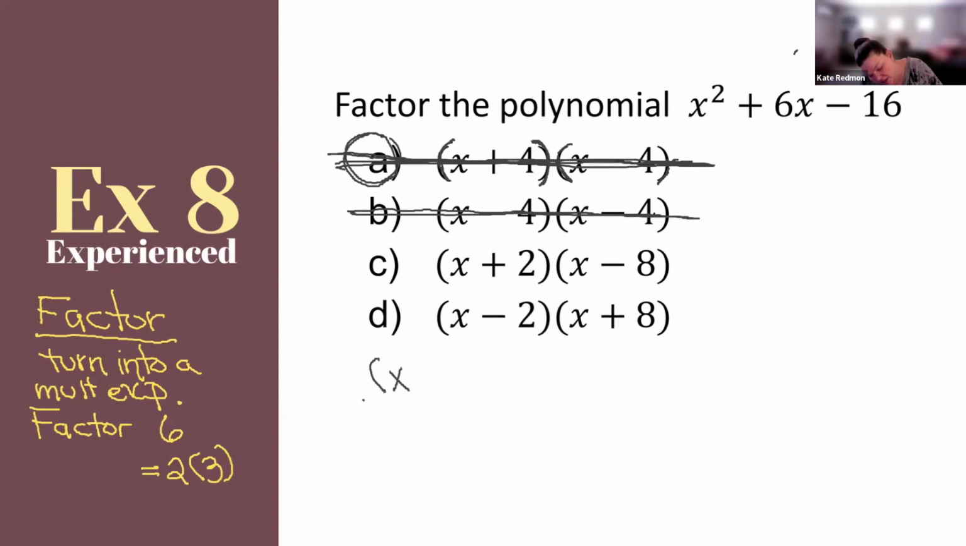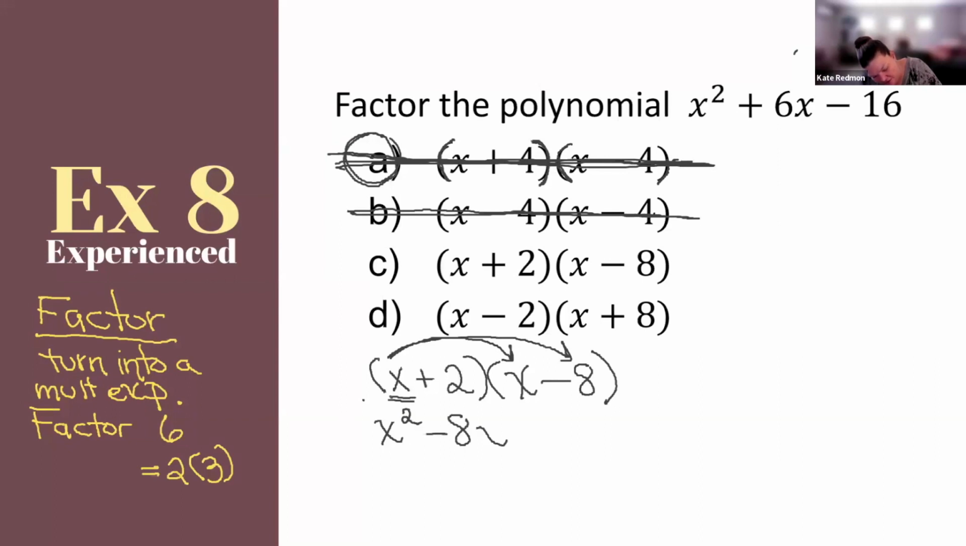Cool, let's try C. Let's multiply together these two factors, see if we get back to our original expression. Starting with the first term in the first grouping, I'll pass it out to the next grouping. X times x is x squared. X times negative 8, you just shove the number in front, the letter behind, is negative 8x. Done passing out the x, time to pass out the positive 2. So positive 2 times x is just positive 2x. And positive 2 times negative 8 is negative 16.